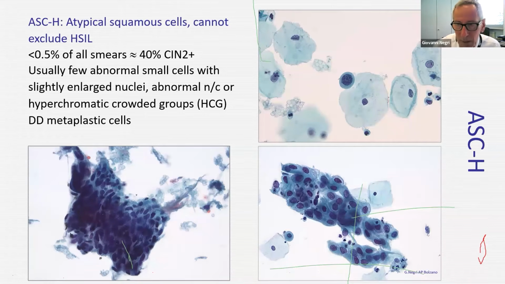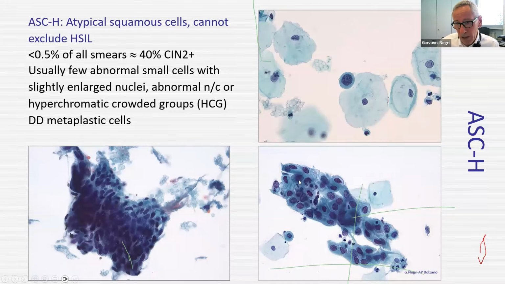Of course, it's not always so simple. In some cases, you may have some suspicious cells. For example, an HSIL cell, and maybe it's the only one cell in your sample, and there's an abnormal nucleocytoplasmic ratio, some hyperchromasia, no real membrane changes. And in that case, maybe you prefer to call it ASC-H. Atypical squamous cells cannot exclude a high-grade lesion. It's, of course, a diagnosis with a quite high positive predictive value, about 40% for CIN 2 plus.